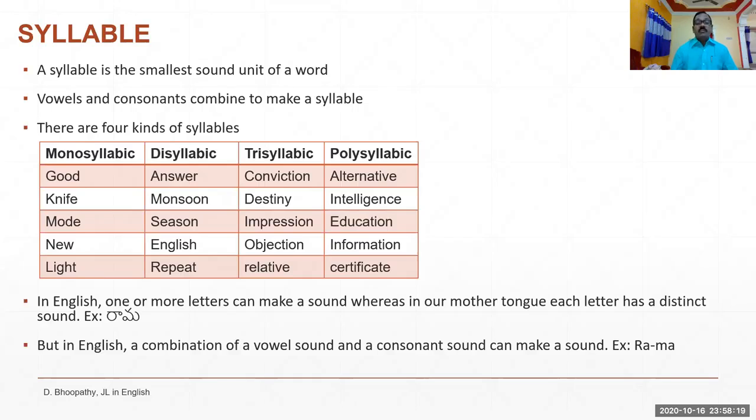If it is a girl's name, Rama, the second syllable is stressed. We can't say Rama, because that is a boy. Rama, the second syllable is stressed. In English, a combination of vowel and consonant can make a single sound. Ra, ma.